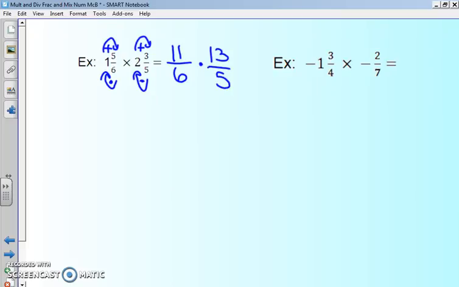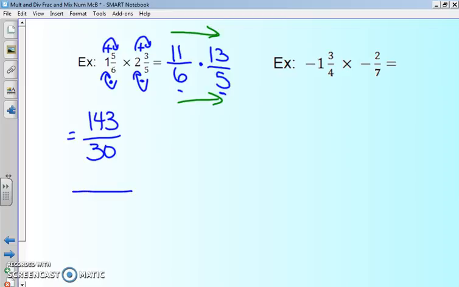So as I look at this, I can't simplify, I can't cross-simplify at all, so I'm just going to multiply across the numerator and across the denominator. So we have 11 times 13 is 143, and 6 times 5 is 30. So we end up with 143 over 30, which is clearly an improper fraction. I need to know how many times 30 goes into 143. So I'm going to divide that.